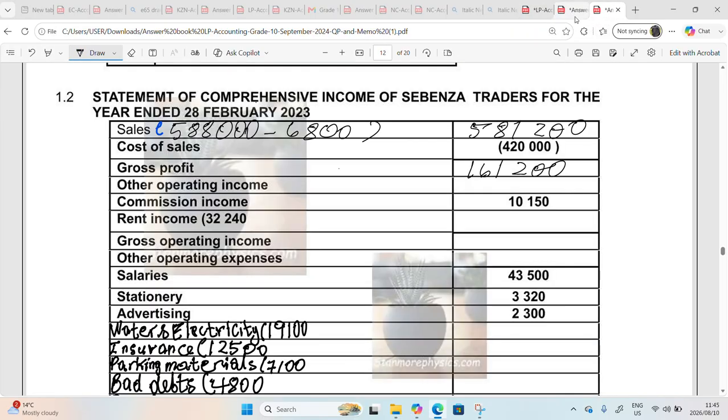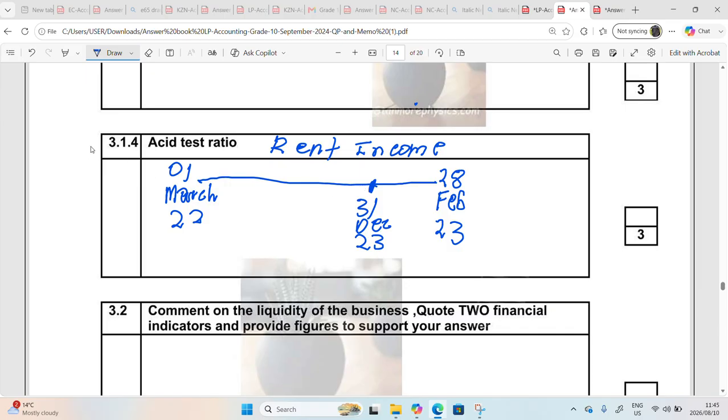Here's what we need to do. As you can see, we are going to use this page to show the calculations of rent. So we received rent from 1st of March up until when? The 31st of December. That is actually 10 months. What about the other 2 months, guys? That will be your accrued income, the accrued income that we need to calculate.